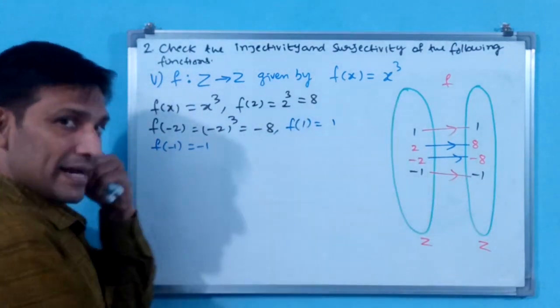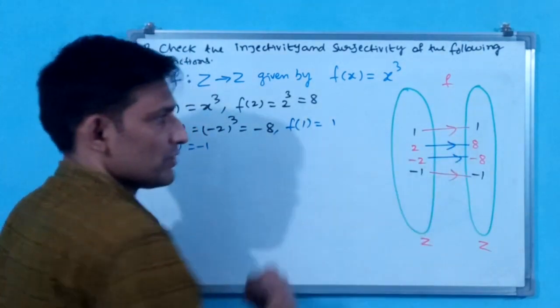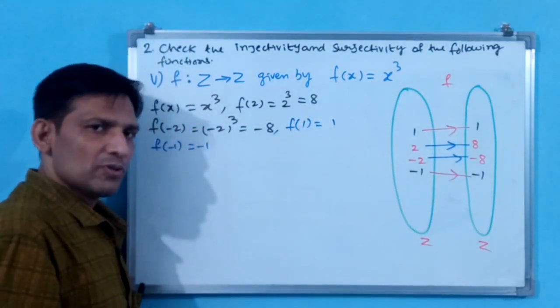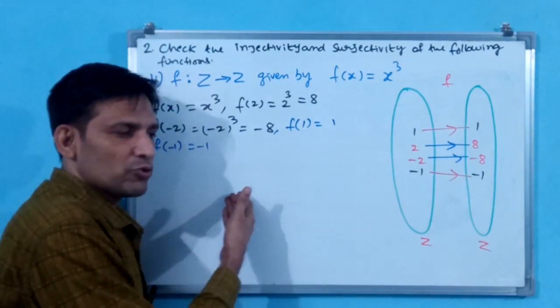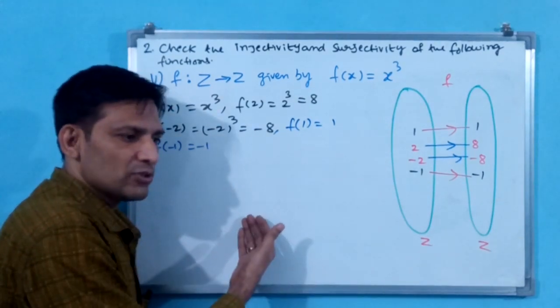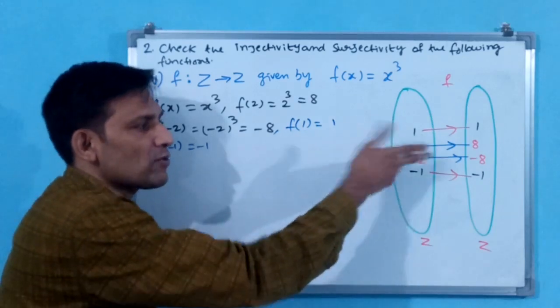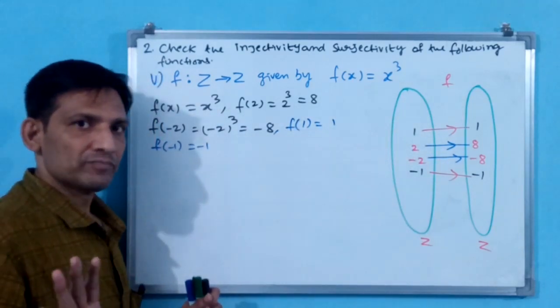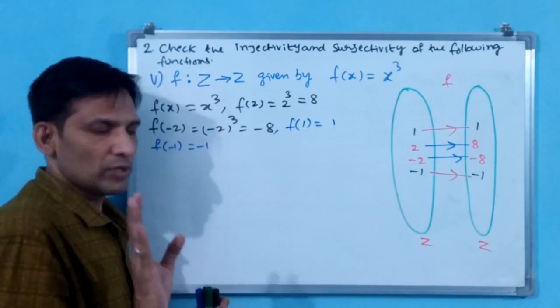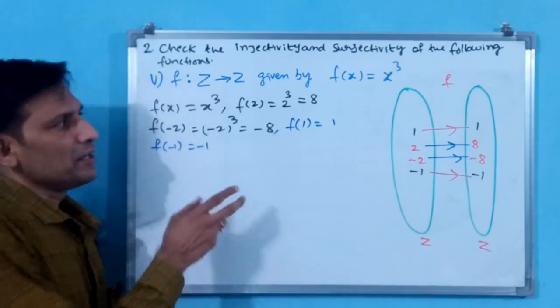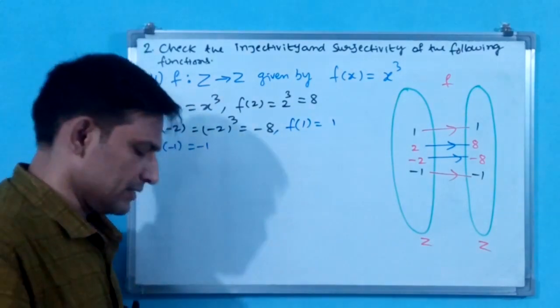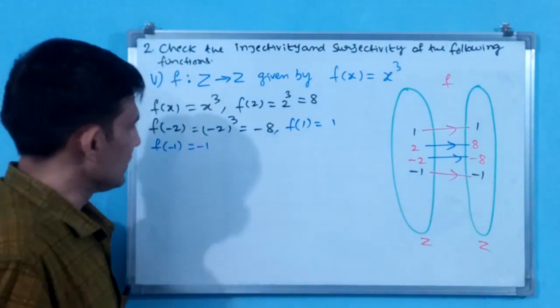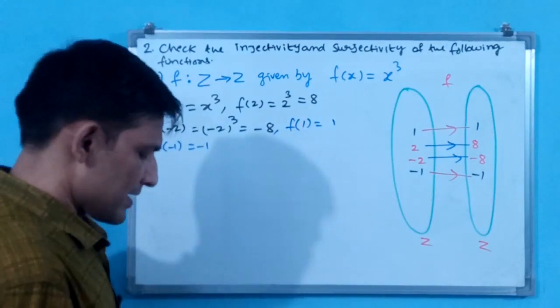That means this function is one-one only. Or else you go back. For 8 you see, what you have to do? f of x, x cube is equal to 8. Then x is equal to the cube root of 8. Cube root of 8, only 2 will come. Minus will not come. You understand? That is why this function is one-one. We can write it.